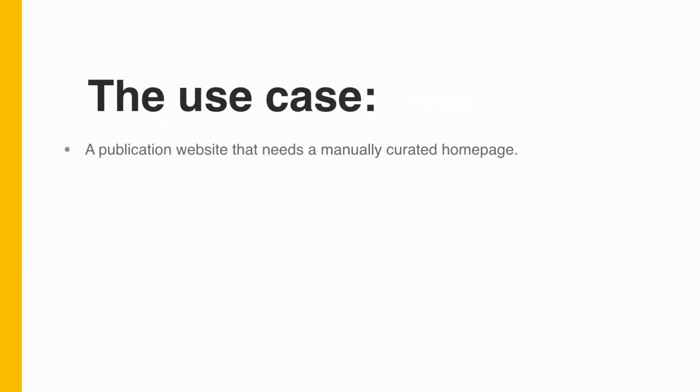Right now I'm working on a publication website that needs a manually curated homepage. They want to be able to promote articles one by one in every context and then have the ability to override certain elements of all of those displays. So that means like their thumbnails as well as their titles could change.